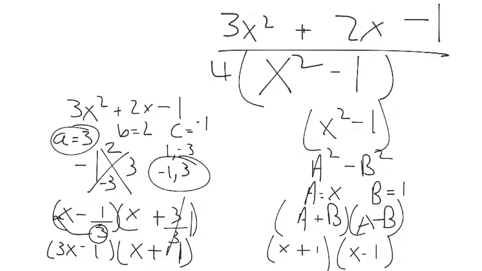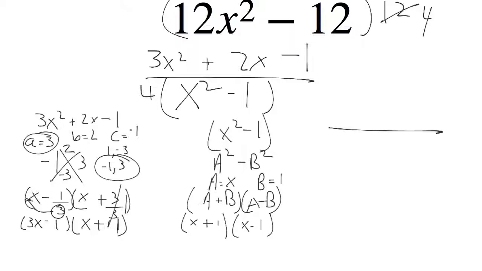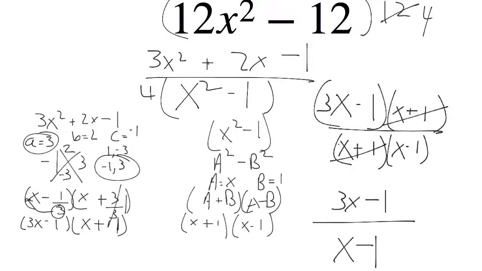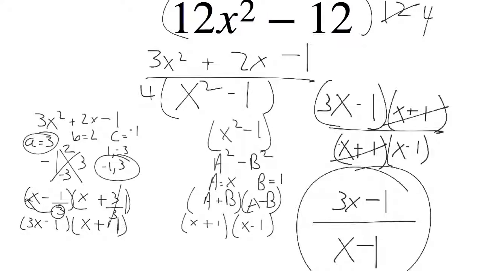So we have a fraction whereby we get x plus 1 in the denominator and x minus 1. And then we have in the numerator x plus 1 and 3x minus 1 in the numerator. So finally, we can cancel. Because we did all that factoring, we can cancel. And the answer is 3x minus 1 over x minus 1. Yay.